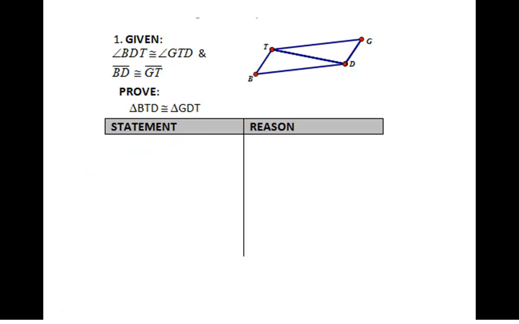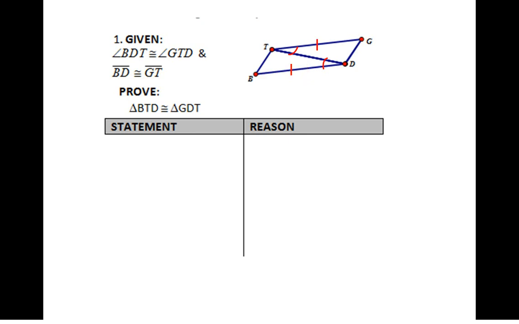So how do we actually write these proofs? Well, you do it the following way. You have givens, and then you have things that you're allowed to assume from the picture. A reminder, you are only allowed to assume reflexive property and vertical angles from the picture. So first you start by labeling your givens. So angle BDT is congruent to angle GDT. So I'm going to mark those. So BDT, I made an arc. GDT, I made another arc. And then I'm going to label my next given. BD is congruent to GT. So I have those labeled.